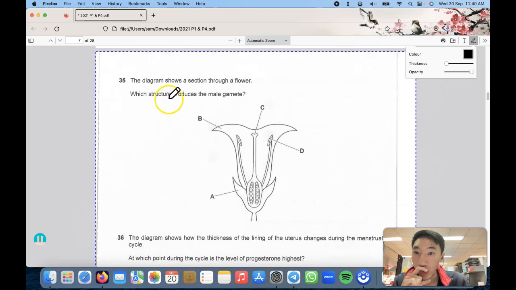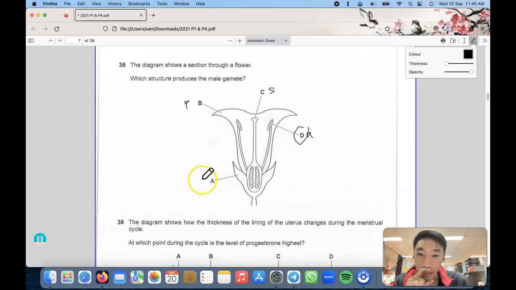35. The diagram shows a section through a flower. Which structure produces a male gamete? This is our petals, which does not do anything. This is our stigma. The stigma is where the pollen grain will land, but it does not produce male gametes. This is our anther. This anther is what produces the male gametes, so it's D.